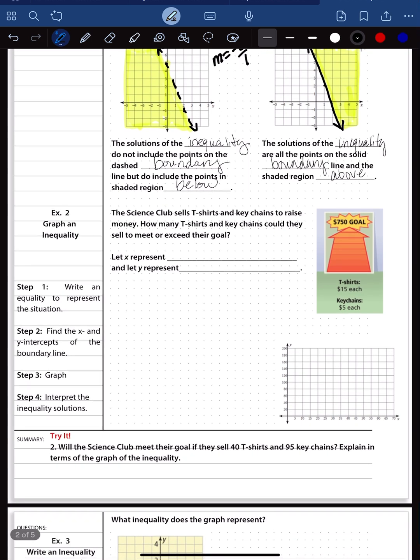Okay, in example 2, we're going to graph an inequality. So here we're going to look at a science club who has a goal of raising $750. To do so, they're going to be selling t-shirts and keychains to raise the money. The question is, how many t-shirts and keychains should they sell so that they meet or exceed the goal? So if I try to represent that with an inequality symbol, to meet or exceed is going to be greater than or equal to.